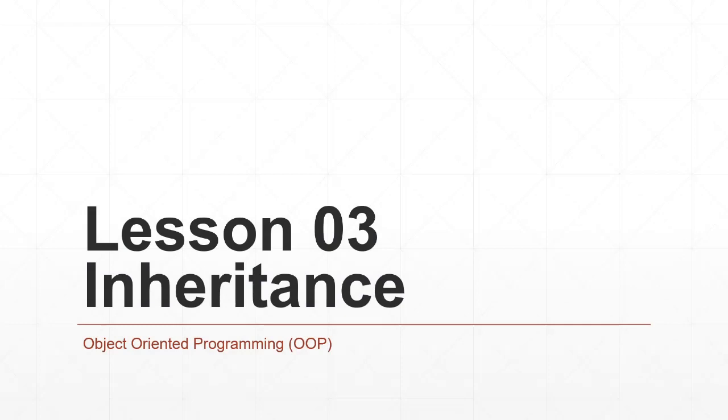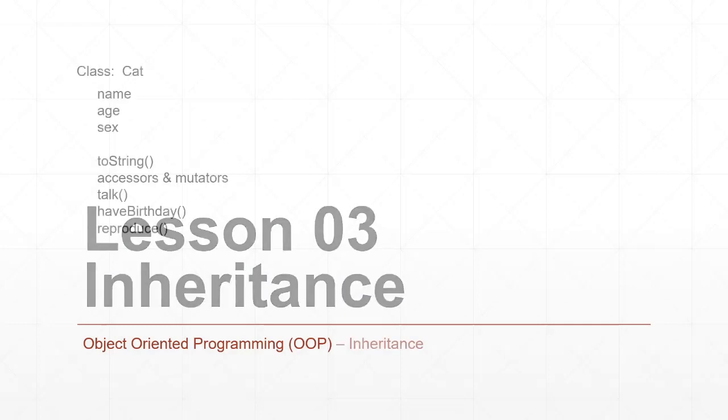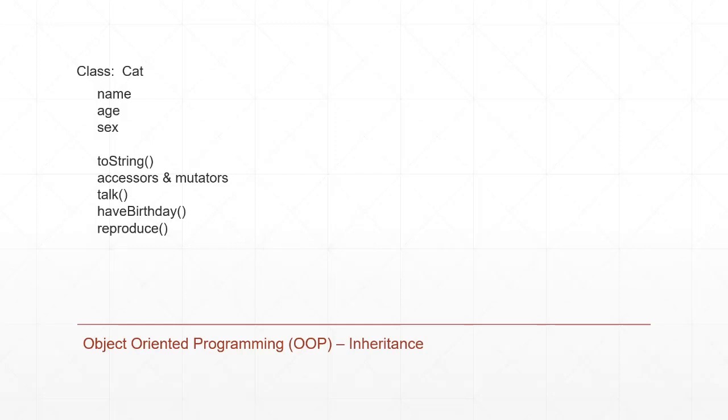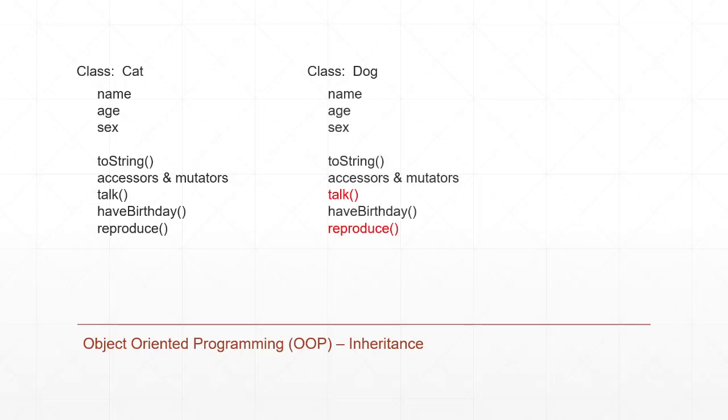So before we actually get into the inheritance, let's just refresh our memory on what we did in the prior videos. We have a class, cat. It has some attributes or instance variables, name, age, and sex, and then it has a bunch of methods. We want to create another class, a dog class. Now the dog class is going to have mostly the same stuff. It's going to have a name, an age, and a sex. It's going to have a toString method, which is going to print similar to the cat. It's going to have accessors and mutators, same ones actually, because they have the same variables.